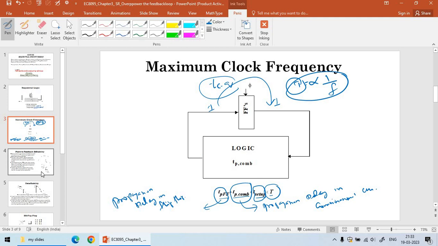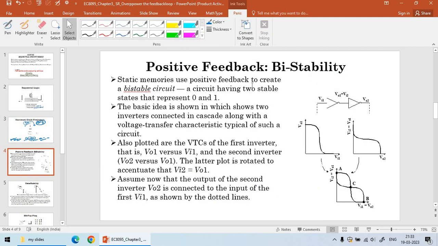Next, in the first slide we said that positive feedback is used in the case of static memory. So we consider the inverter. We are making a connection between two inverters in cascade fashion. This is the transfer characteristic of the first inverter, and this is the transfer characteristic of the second inverter. Both are being cascaded.